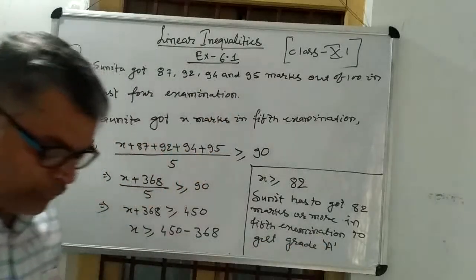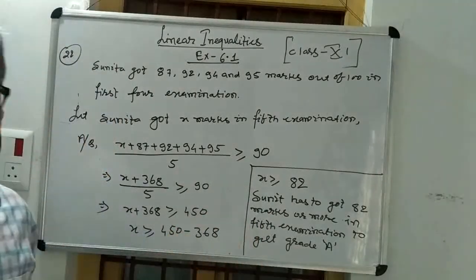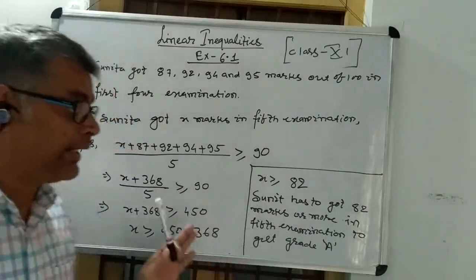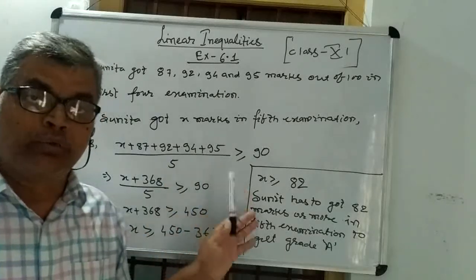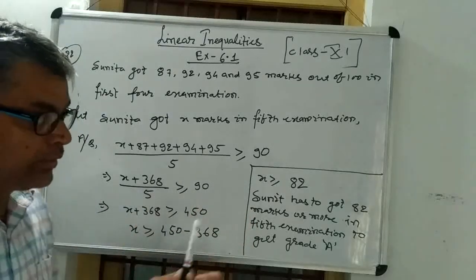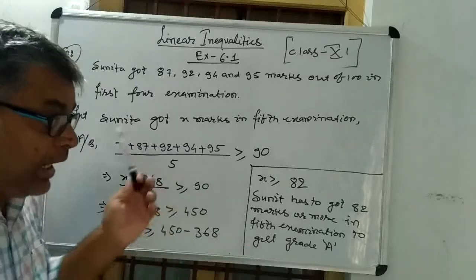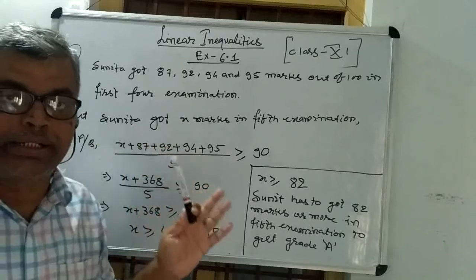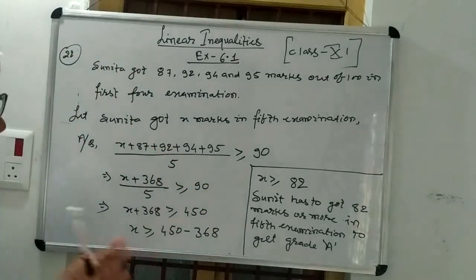It means that if Sunita secures 82 marks in the fifth examination, then she gets grade A. Her average will be more than or equal to 90. And if she gets more than 82 marks in the fifth examination, then her average will increase beyond 90, which is the case of more than 90, and so she gets grade A in the examination.